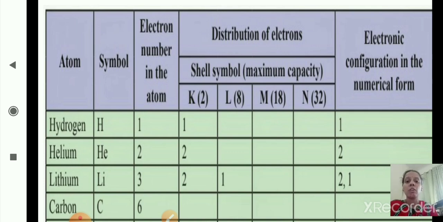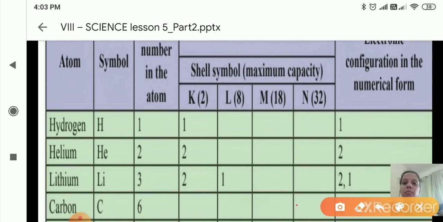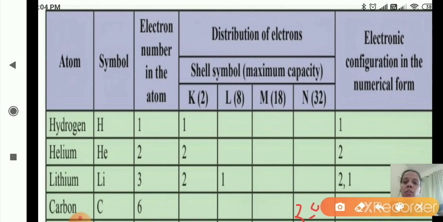Yes, what is the electronic configuration for the hydrogen atom? That is 1. What is the electronic configuration for helium? That is 2. Then lithium 2, 1, because there are a total of 3 electrons in a lithium atom. So 2 will come in K shell and 1 will go in L shell. Okay. Now what is the electronic configuration for carbon? That is 2, 4, right? 2 electrons in K shell and 4 electrons in L shell.